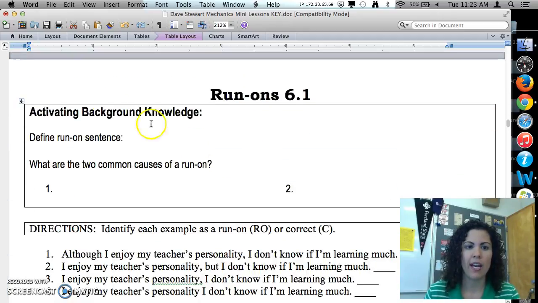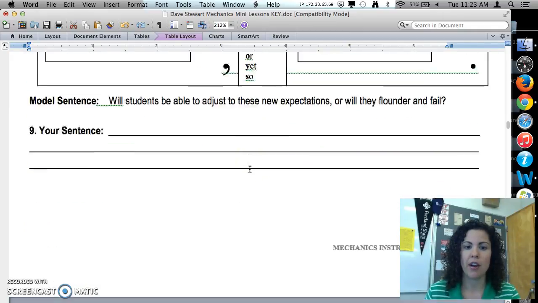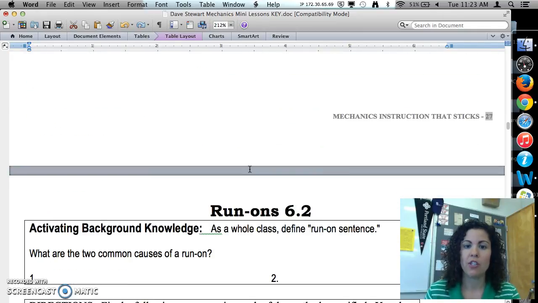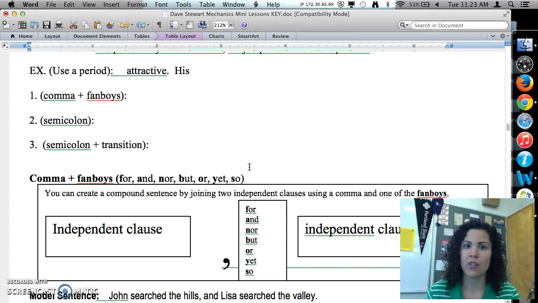Here you're going to look at background knowledge, define it, and tell the two common causes. And then you're going to identify, is it a run-on or is it correct? The different examples there, and then of course write your own sentences. So go ahead and practice run-ons in Unit 6, and I will see you in Unit 7 with commas.